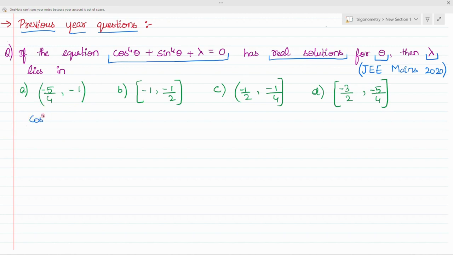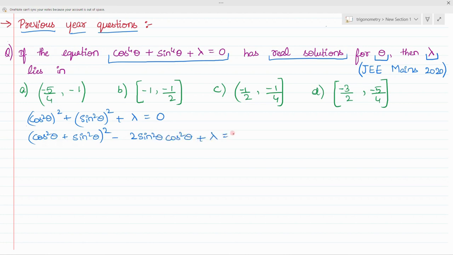This can be written as (cos square theta) whole square plus (sine square theta) whole square plus lambda equal to 0. It's in the form of a square plus b square. So (a plus b) whole square minus 2ab, plus lambda is 0. So we know the identity sine square theta plus cos square theta is 1. So from this lambda can be written as 2 sine square theta cos square theta minus 1.